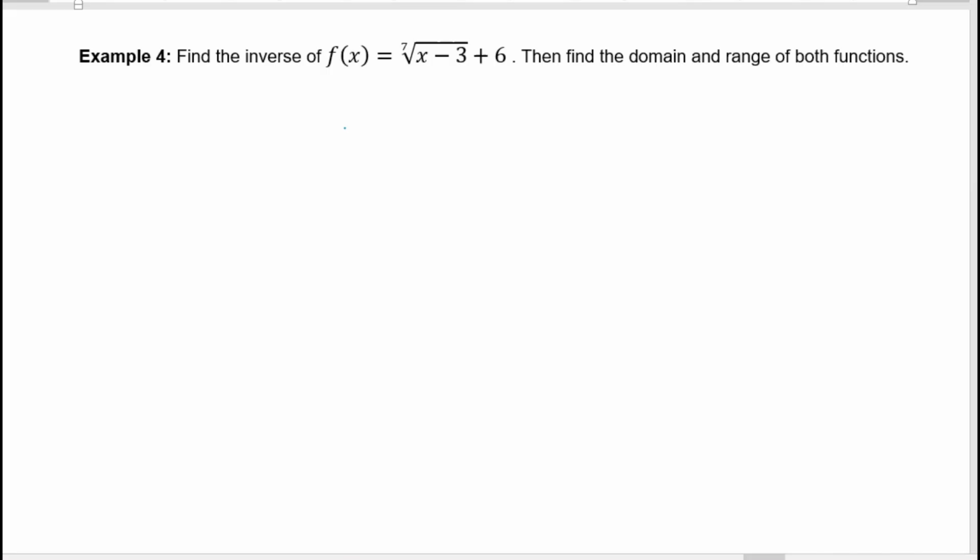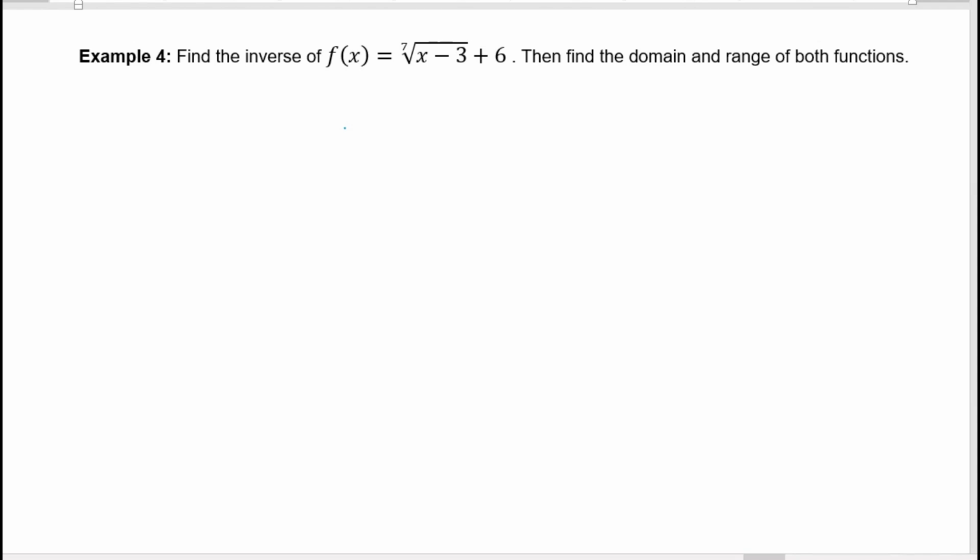Okay, so let's find the inverse of our next function. We have f of x is equal to the 7th root of x minus 3, plus 6. And then we're asked to find the domain and range of both functions. So let's start by finding the inverse.